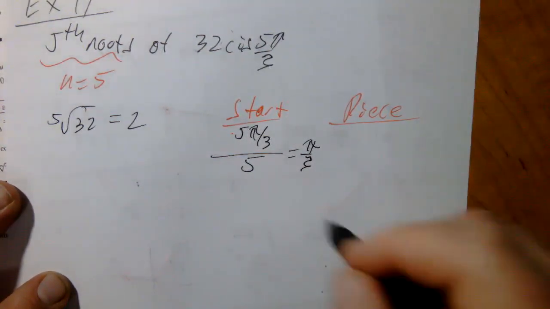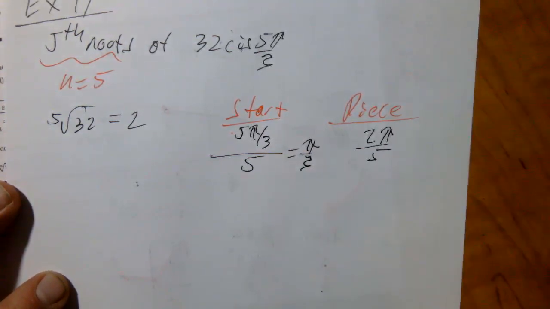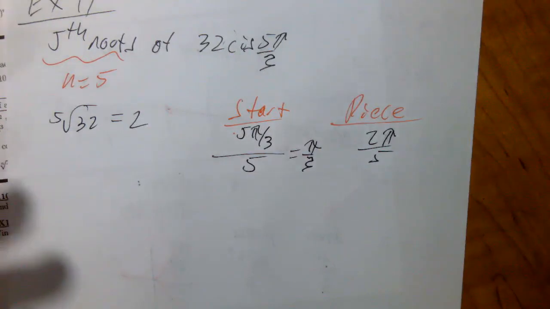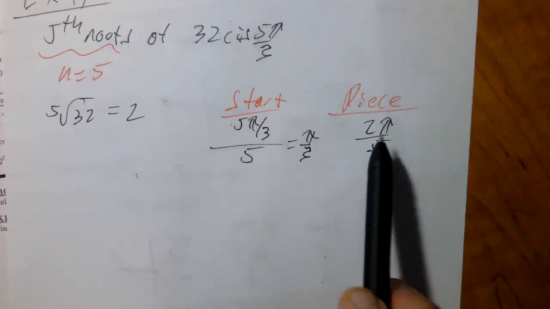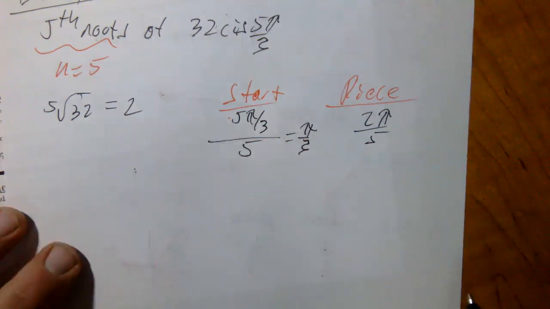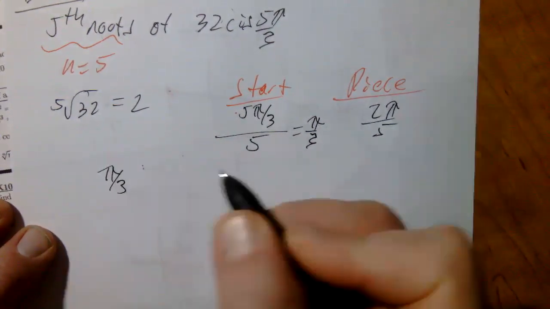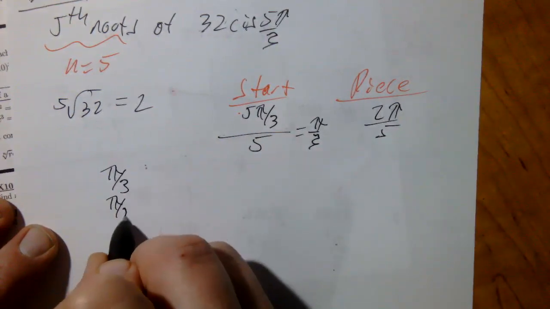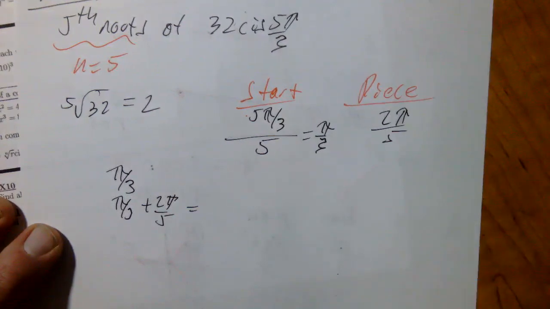Then think of your piece. All the way around, since we're in radians, we're talking about 2 pi, and you divide that by 5. Now that you can't simplify, so that's your piece. Think of it as you're going to start here and keep adding this over and over again until I find all 5 of them. So one thing you could do is start with pi over 3. There's the first one. Then take pi over 3 and add my next piece, which is 2 pi over 5.